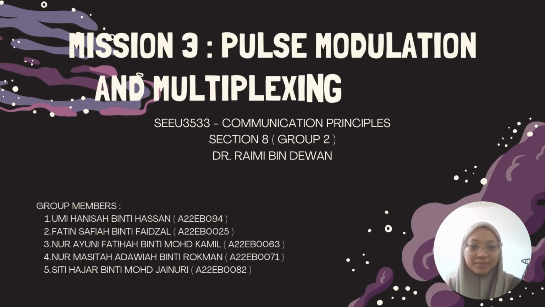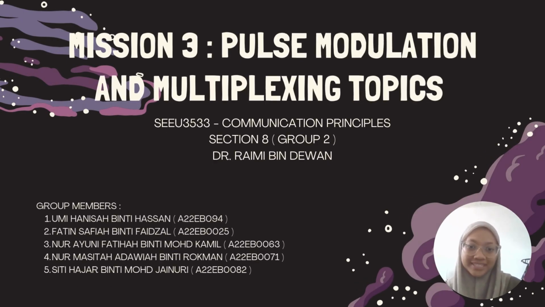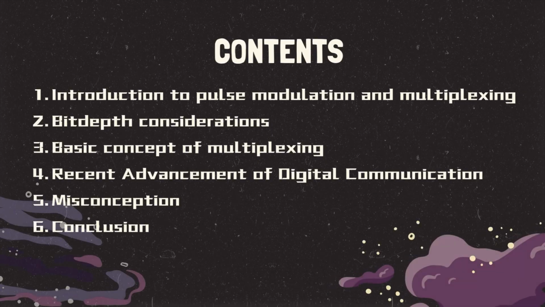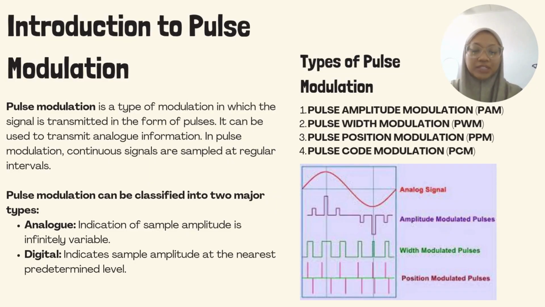Me and my friends will explain about pulse modulation and also multiplexing. Firstly, introduction to pulse modulation. Pulse modulation is a type of modulation where signals are transmitted in the form of pulses. What makes it unique is that it allows us to send analog information by sampling continuous signals at regular intervals.